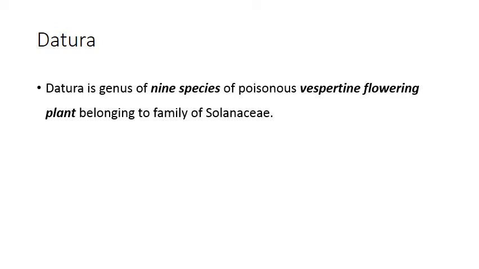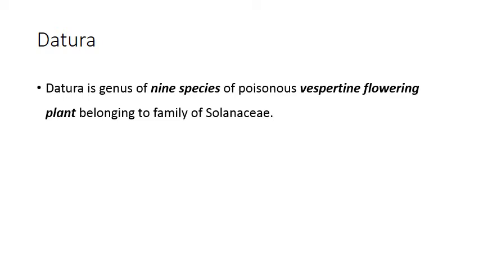What do you understand by this vespertine flowering plant? Vespertine means something or anything to do with the night. So what does it do in the night actually? It is nothing but the flower, it blooms at dusk and stays open until it closes down the next mid-morning, and hence the name vespertine flowering plant. So Datura is a genus of 9 species of poisonous vespertine flowering plants belonging to the family Solanaceae.